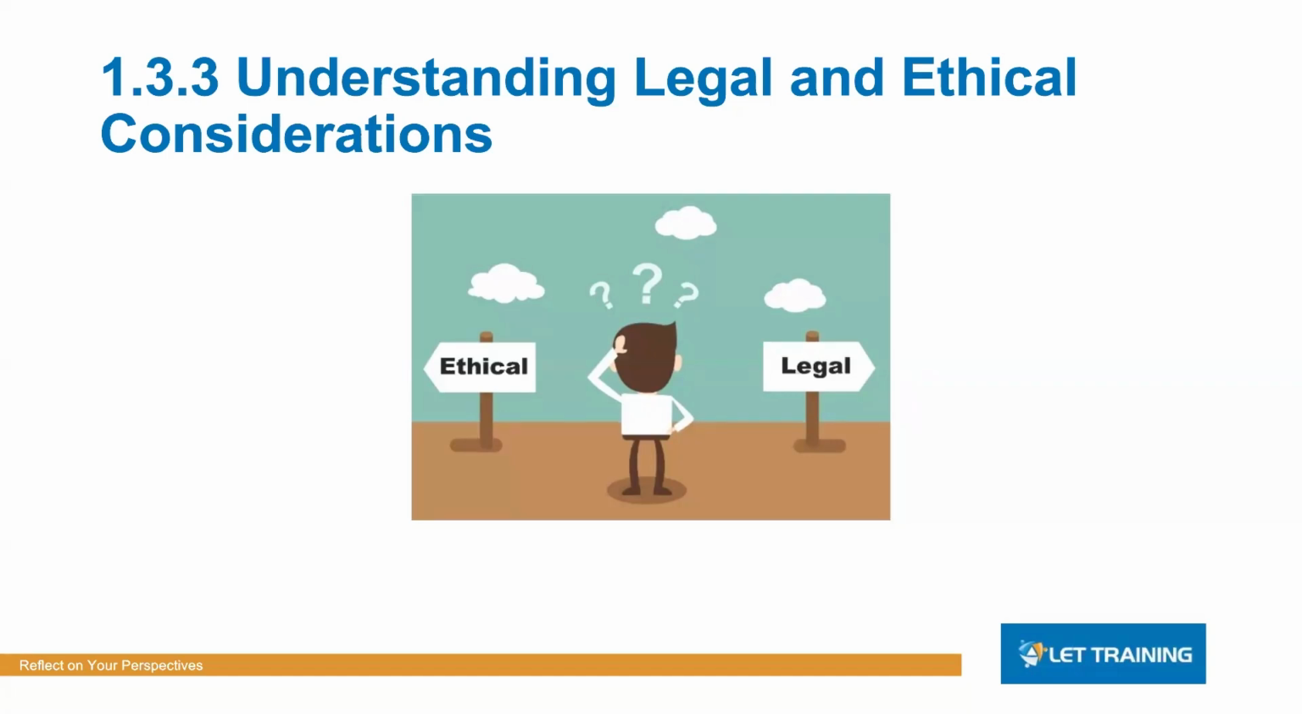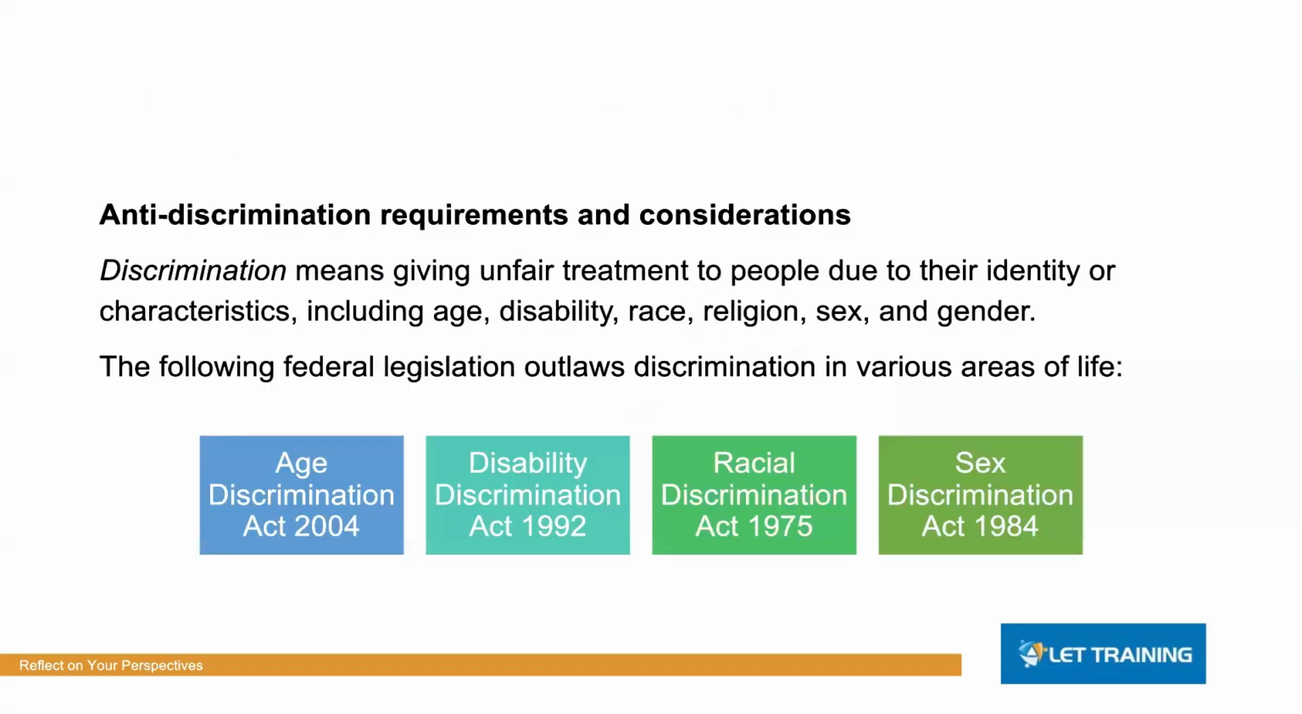Some requirements and considerations that you and other support workers must be familiar with are anti-discrimination requirements and considerations, human rights requirements and considerations, and rights and responsibilities of workers, employers, and clients. Anti-discrimination requirements and considerations. Discrimination means giving unfair treatment to people due to their identity or characteristics, including age, disability, race, religion, sex, and gender.